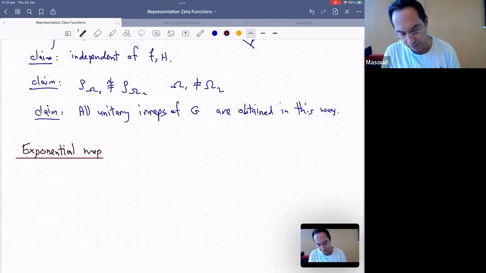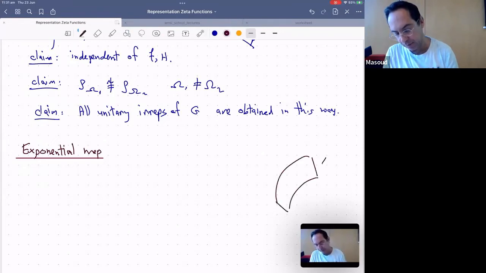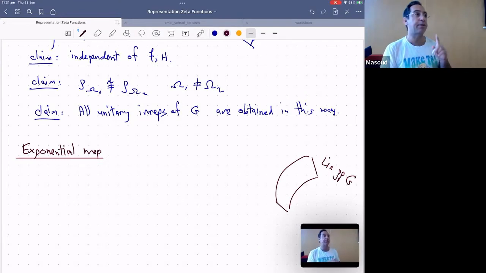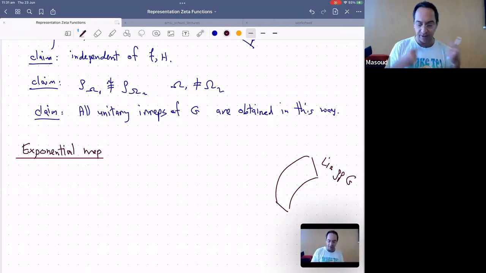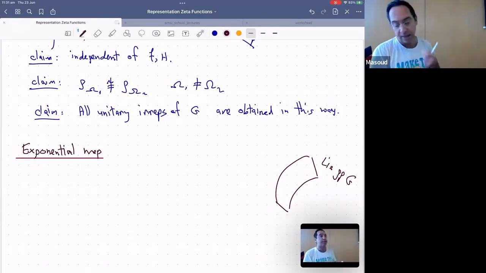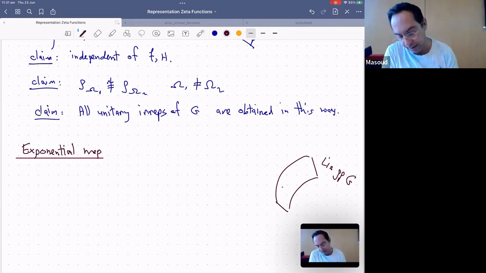So when you study Lie groups, suppose this is your Lie group. Lie groups are manifolds. We talked about topological groups, but for Lie groups, the structure functions, multiplication and the inverse, are smooth maps, and the group G is a manifold. Then you can take the tangent space at the identity.